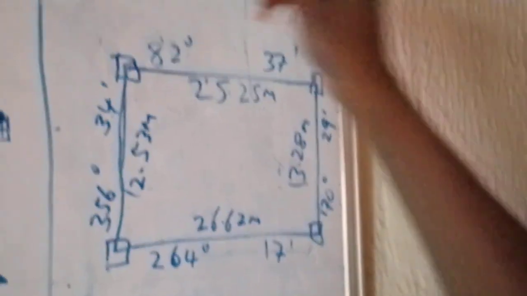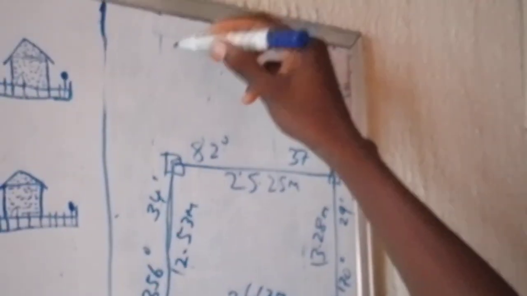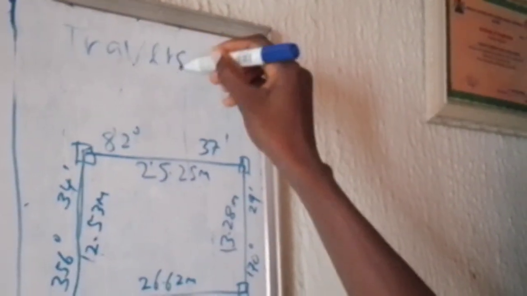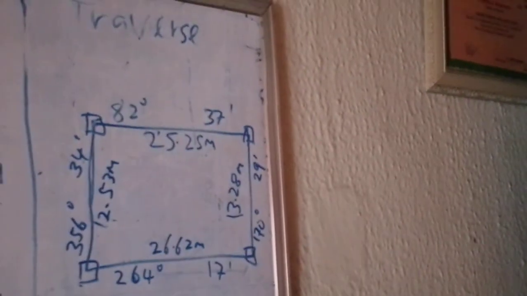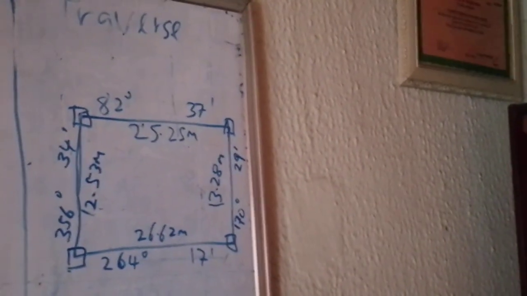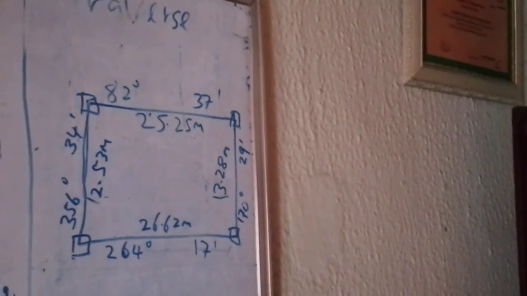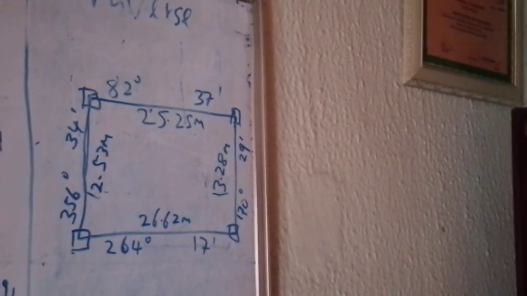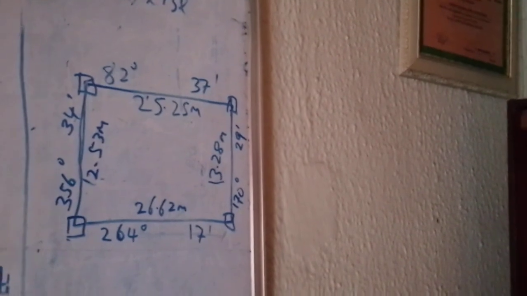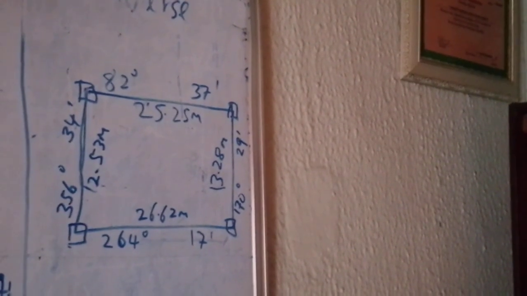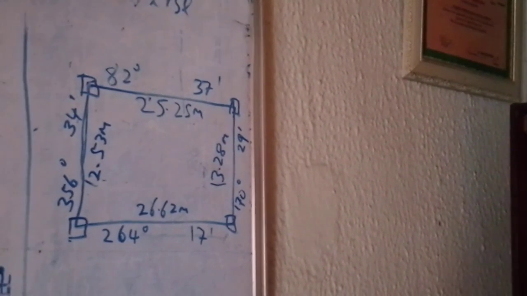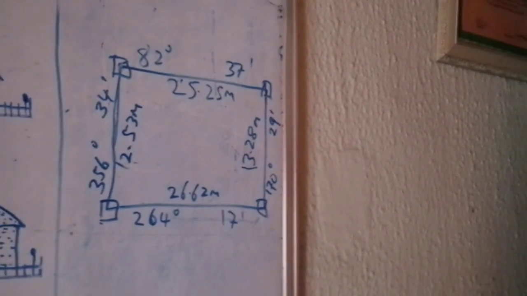Today we'll be covering something called traverse, right? So what is a traverse? A traverse is a series of connected lines, but the principle behind traverse is that the coordinate of a point can be gotten if its distance and bearing to a known coordinate point are given.